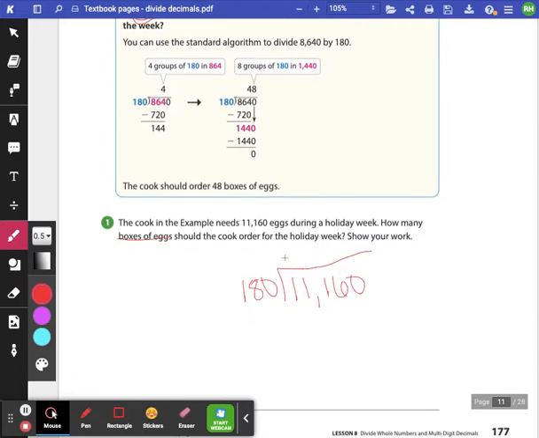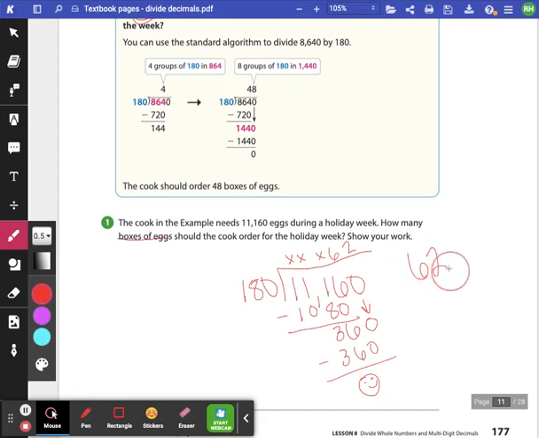I know 180 cannot go into 1, it cannot go into 11, it cannot go into 111, but it can go into 1,116 6 times. That's equal to 1,080. There's 36 left over. Now if I bring down my 0, 180 goes into 360 2 times exactly. So I know that he needs to order 62 boxes of eggs.